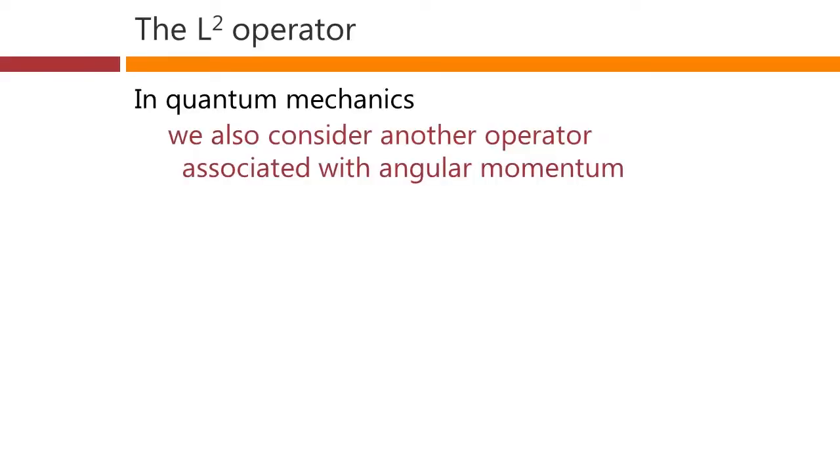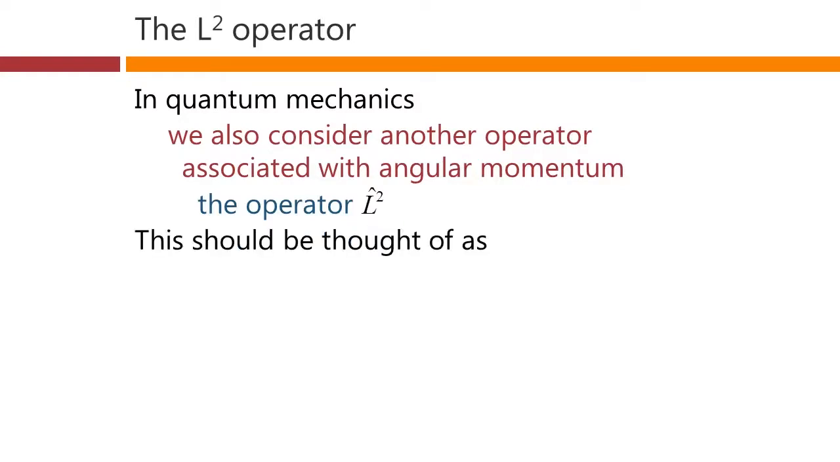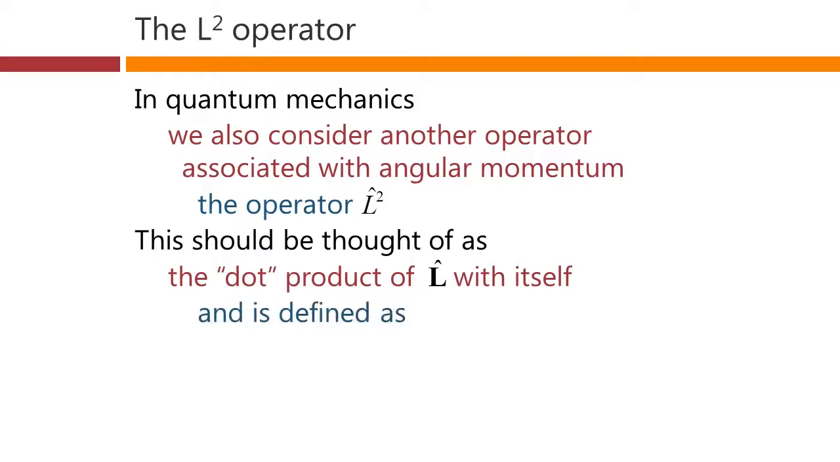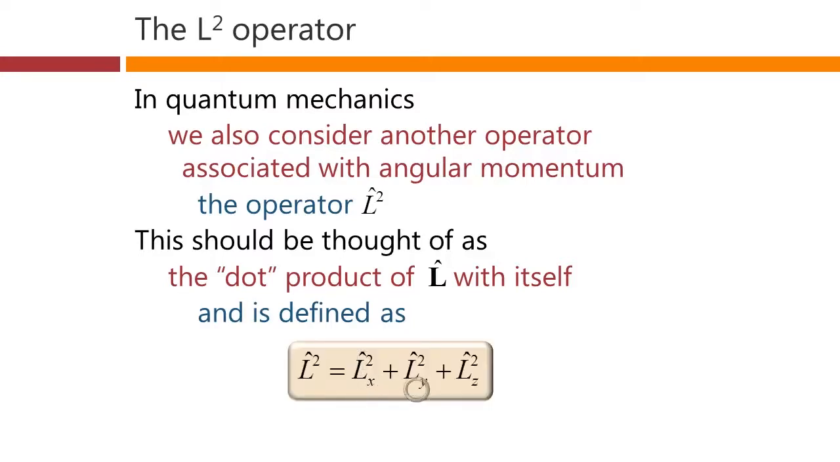Quantum mechanics, we can also consider another operator associated with angular momentum. This is the operator L squared. This should be thought of as the vector dot product, as it were, of the angular momentum operator L with itself. And we can define it as Lx squared plus Ly squared plus Lz squared, where of course Lx squared just means Lx operating after Lx, and similarly for Ly squared and Lz squared.